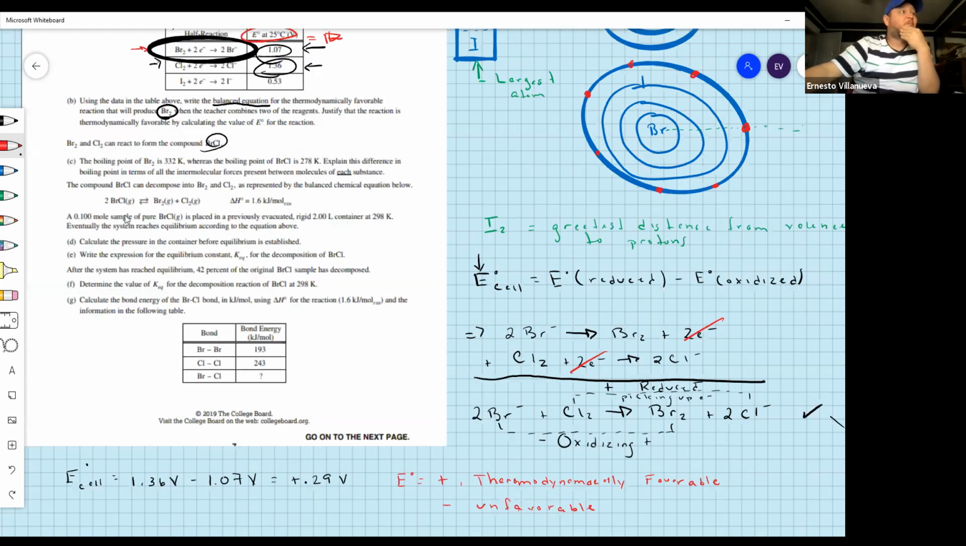Okay, so the boiling point of Br2 is 332 Kelvin, whereas the boiling point of BrCl, which is bromine monochloride, is 278 Kelvin. Explain the difference in the boiling points in terms of all the intermolecular forces present between molecules of each substance. I want you to take a few minutes and see if you can give me a good explanation as to why this is true. Think about all the forces that we just discussed. When you're ready, just unmute or chat me.